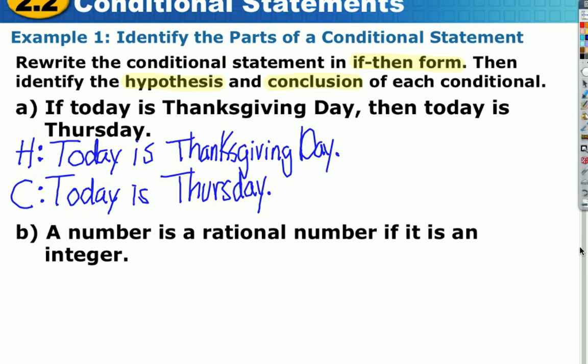So, first we want an if-then form. Any brave student want to give it a shot? I've got a few brave students. We'll start with Michaela, and then Chris, and then Daniela. Michaela, what do you think the if-then form is?